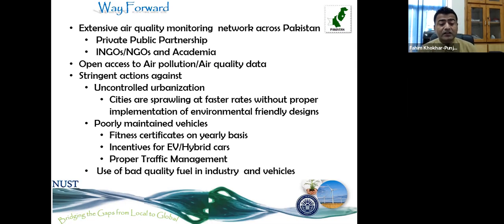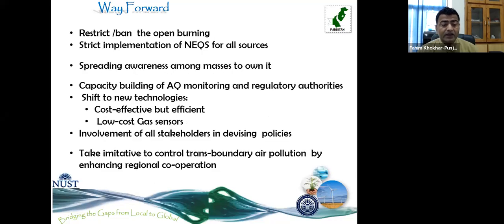Stringent action against uncontrolled urbanization. Cities are sprawling at a faster rate without proper implementation of urban-friendly designs. Poorly maintained vehicles need a yearly fitness certificate, there should be incentives for electric and hybrid cars, and proper traffic management. The use of bad quality fuel in industry and vehicles should be prohibited, strictly banned and punished. Open burning should be banned at all times, with strict implementation of any fuel standards for all sources.